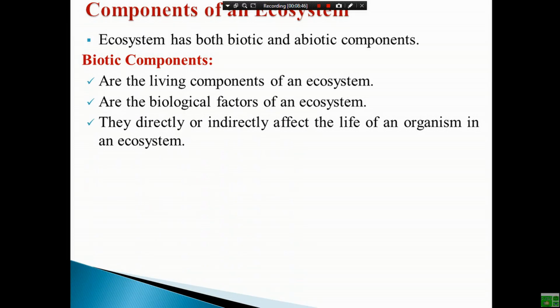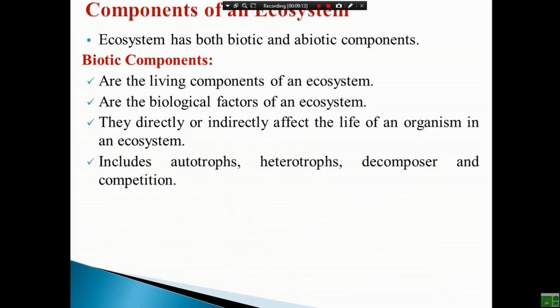Next, ecosystems have 2 components, which are biotic and abiotic components. Those 2 components, by the way, are factors that affect the ecosystem. The first ones are biotic components. The biotic components of an ecosystem are the living components of an ecosystem. They are biological factors of an ecosystem, and they directly or indirectly affect the life of an organism in an ecosystem. They include autotrophs, heterotrophs, decomposers, and competition.